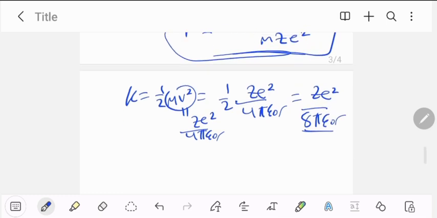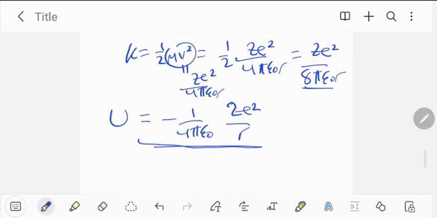Now the potential energy of an electron in an electric field is given by minus 1 on 4 pi epsilon naught ZE squared over R. In other words, the electric field stores energy. It's potential energy here. That's from year 11 physics.